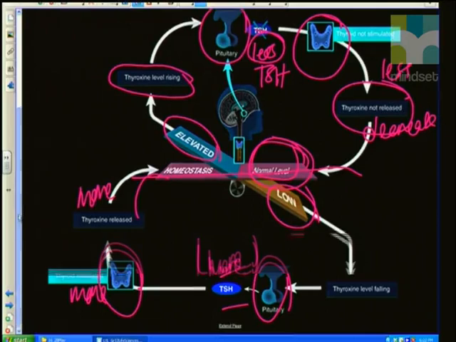A very simple flow chart there. I want you to take a moment just to look at that. I'm giving you 2 seconds just to look at that and try and absorb it. Obviously it's on your study notes as well, so you will see it again.